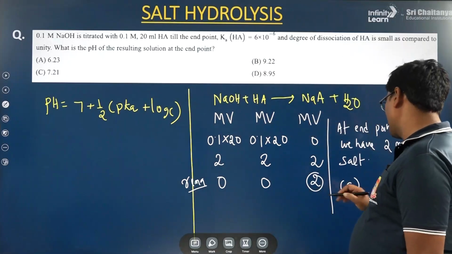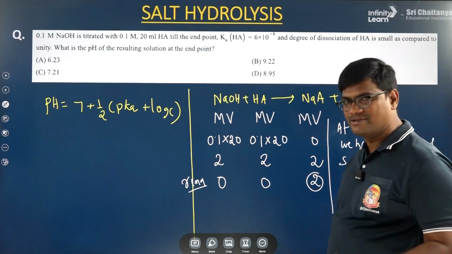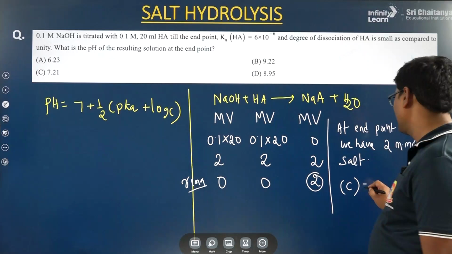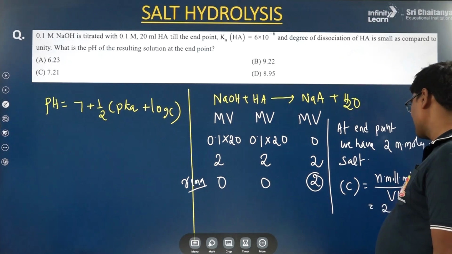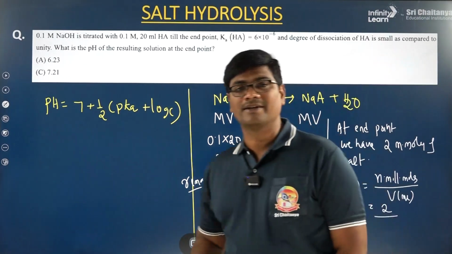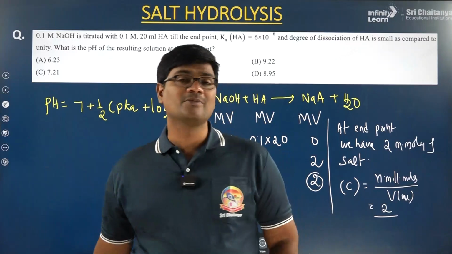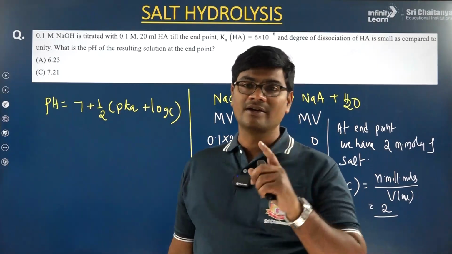We can directly take 0.2 or something? No, we should not take it like this. Concentration, how do we know it? That is the number of millimoles divided by the volume in milliliters. How many millimoles are there? 20. Now, what is the volume in milliliters? Here is another mistake people make. They take 20. 20 is not the answer.